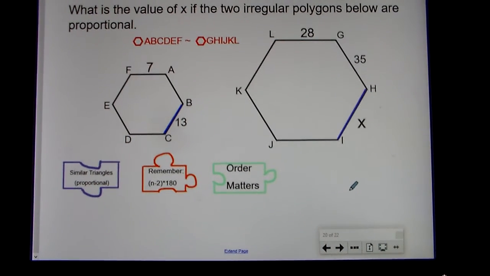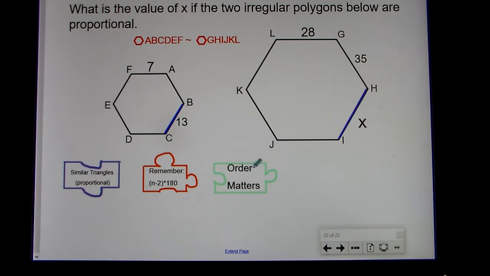But what I wanted you to really gather from the n minus 2 is that the order does matter. And that happens to be in that lesson too. So order does matter. So when I present this information to you: what is the value of x if the 2 irregular polygons below are proportional? If hexagon ABCDEF is similar to hexagon GHIJKL, meaning that these 2 hexagons are the same, they're similar, that is. We have to know A matches up with G, B matches up with H, C matches up with I, D matches up with J, E matches up with K, and F matches up with L.